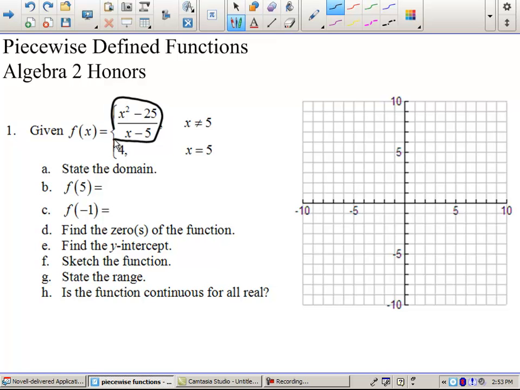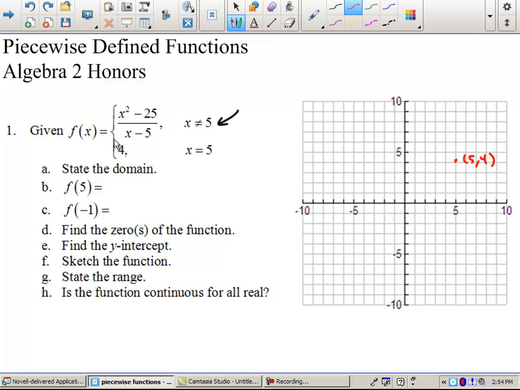This graph is broken into two pieces. One part of the graph, this rational function, is going to be used everywhere except where x is equal to 5. Except where x is not equal to 5. If x is equal to 5, I'm going to get a separate value apart from the rational function, and that's the value 4. And so looking at this bottom equation, 4 when x is equal to 5, I know that the point (5, 4) is going to be on my graph. The rest of the graph, from negative infinity to 5 and from 5 to infinity, is going to follow this rational function, x squared minus 25 over x minus 5.